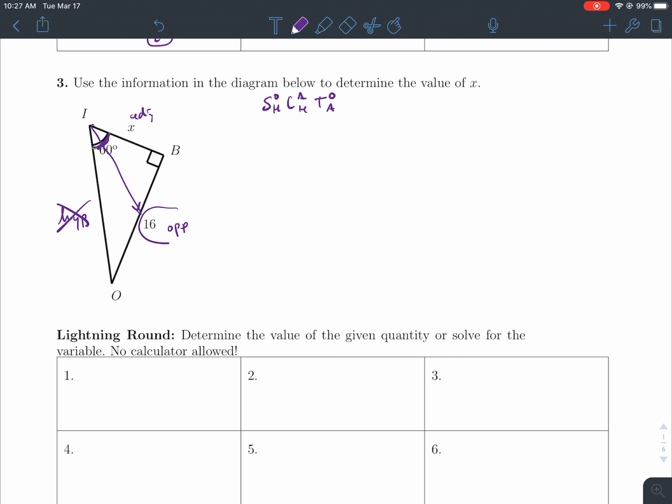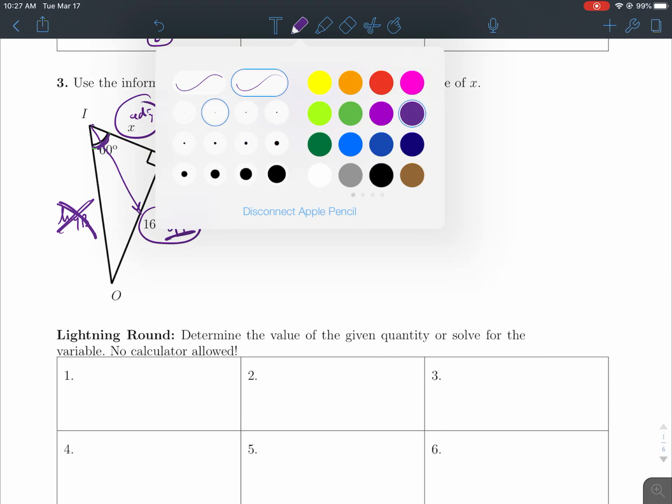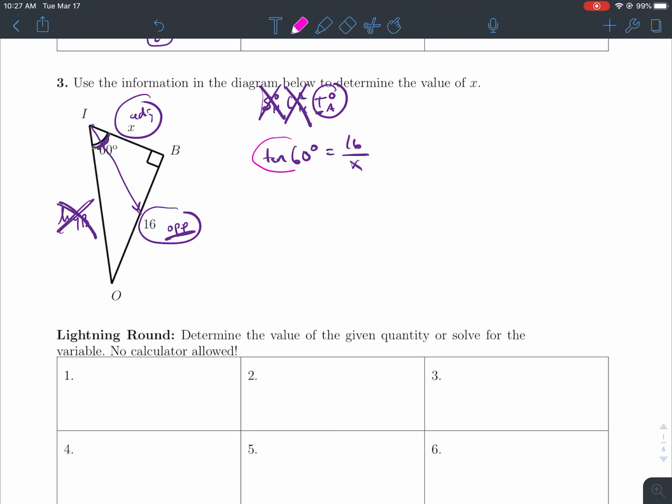Now we're trying to avoid hypotenuse because we don't know anything about that, but we have information about the opposite and adjacent. So we're going to cross out all the ones that have an H for hypotenuse, and we're left with opposite over adjacent. That looks good. So here we go. Tangent of 60 degrees is equal to opposite over adjacent. Now, how would you do this without your calculator?